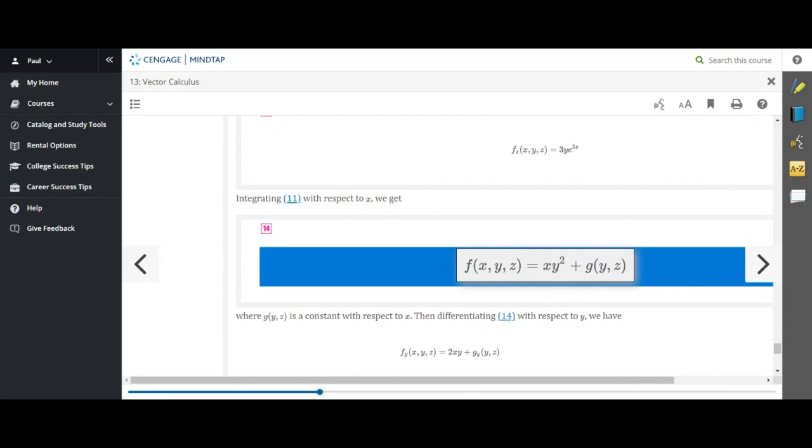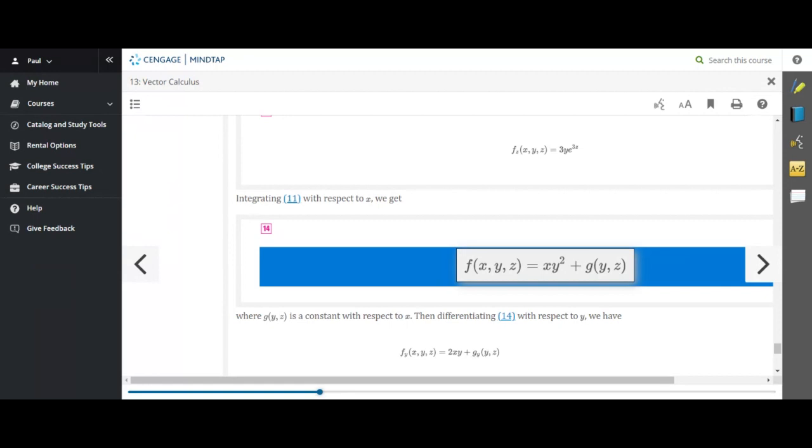Let me make sure I'm looking at it correctly. Yes, the antiderivative of y squared with respect to x is x times y squared, plus a function g that's a function of y and z. You see, you have to allow for the y and z variables, because if you differentiate g with respect to y and z, you would get 0. So the most general antiderivative is our function f equals x times y squared plus g of y, z.